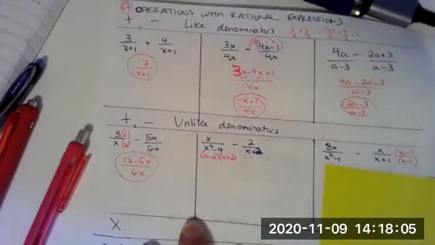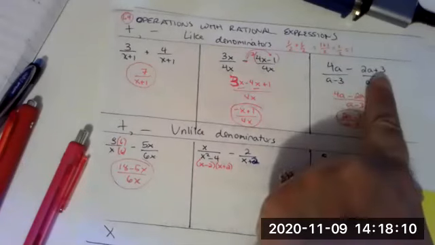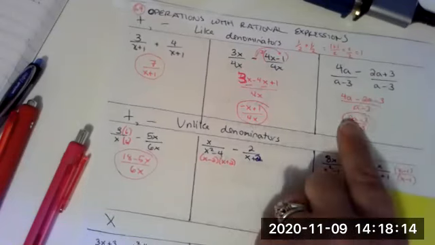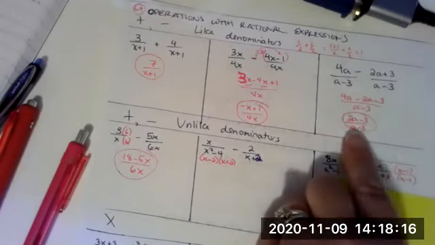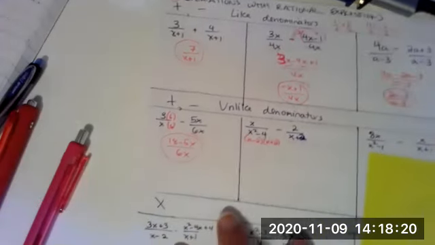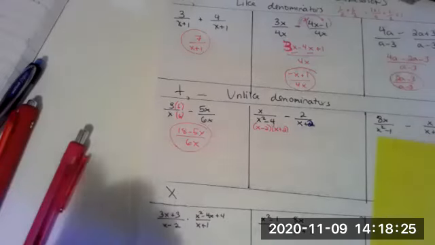Okay, good job. So this one, you combine the terms. Remember to change the signs of everything that you're subtracting. So this is -3 here. 4a minus 2a is 2a minus 3, and then it's all over a minus 3. Okay, moving right along. What about when you have unlike denominators? You have to make them alike.